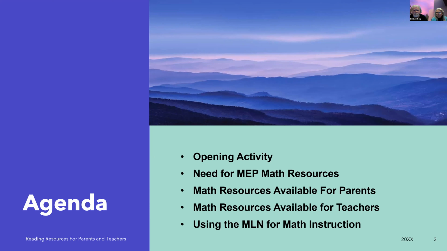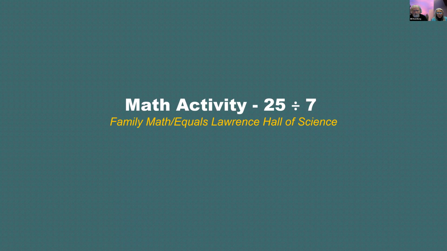One of the reasons we like to open with a little warmer is to get us focused and thinking about arithmetic and mathematics. This activity actually came from the Lawrence Hall of Science. It was developed by the folks who developed Family Math and Equals there. Whether you have paper and pencil available, you might be able to just do this in your head. We're going to look at the equation 25 divided by 7.